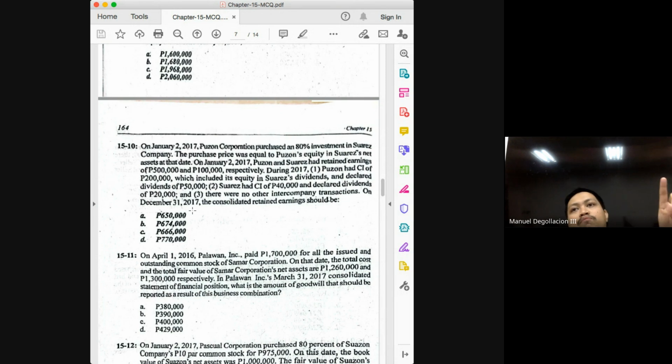Okay, but why does that happen at the date of acquisition? Because there's nothing that will cause any difference yet because you are still at the start. But once you are moving away from the date of acquisition, expect that there will already be causes for differences between the amount reported by the parent and the amount to be reported by the consolidated entity.